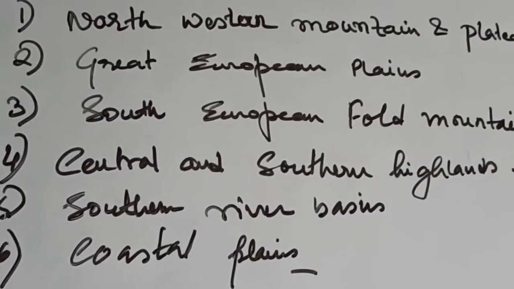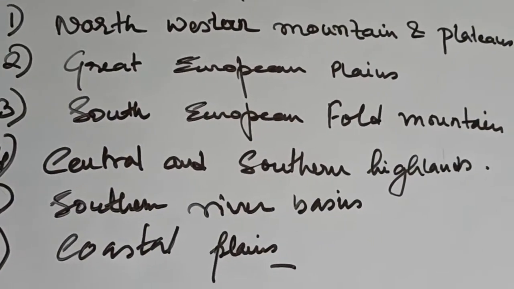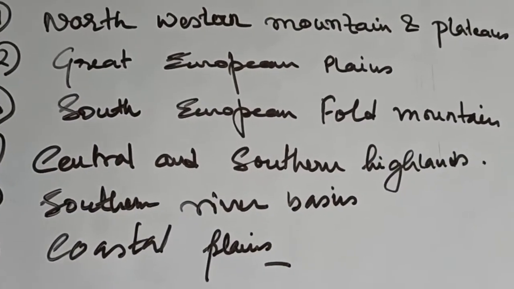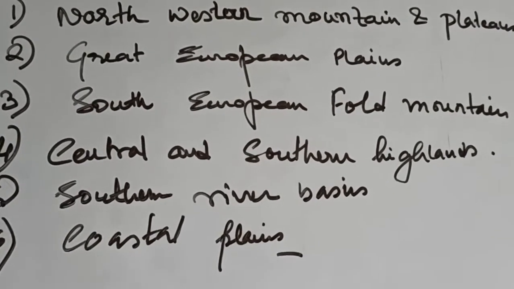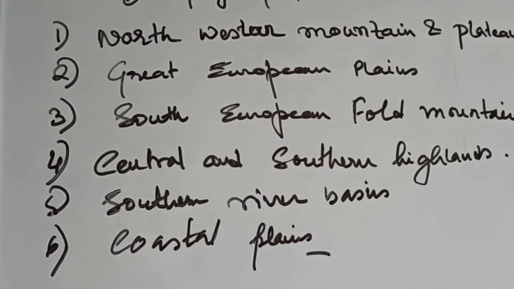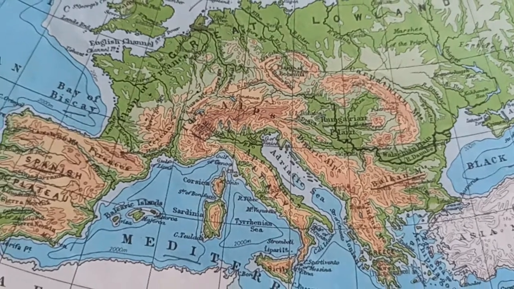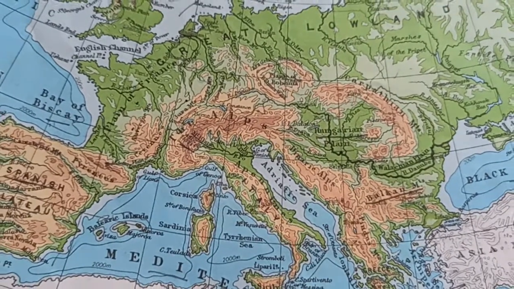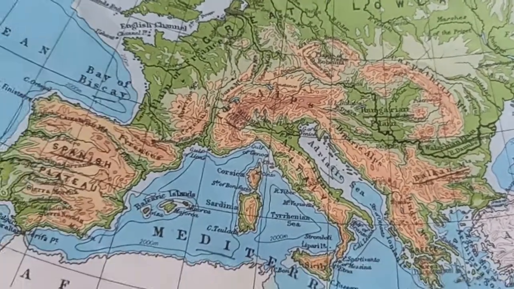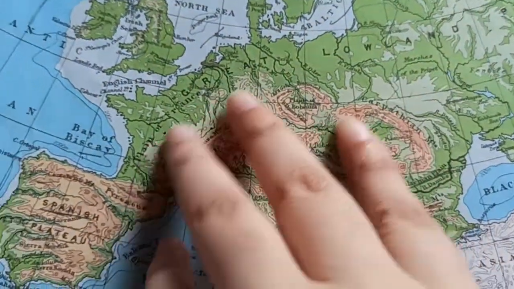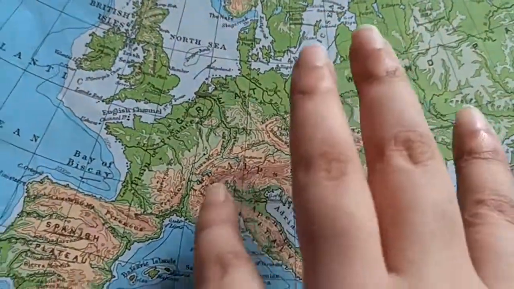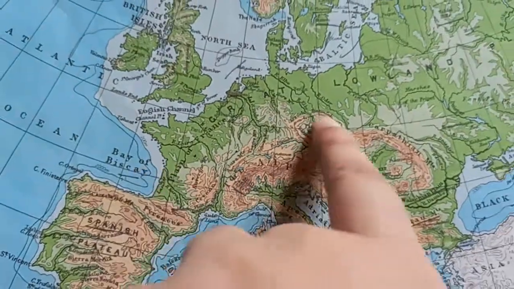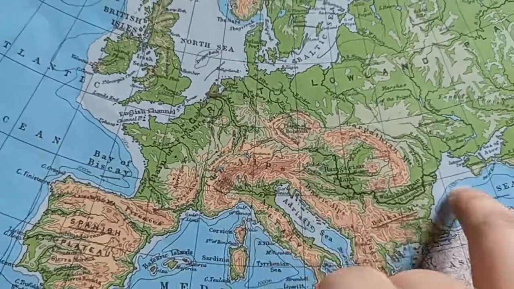The next landform feature that is present below the Great European Plain is the South European Fold Mountain. From the term South European Fold Mountain, you can understand this mountain system is present in the southern part of Europe. It consists of a series of fold mountains.